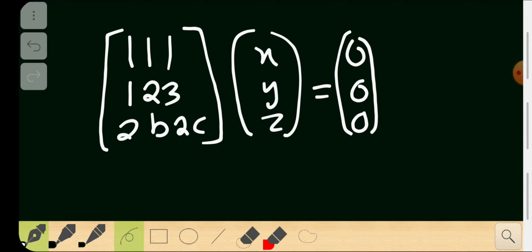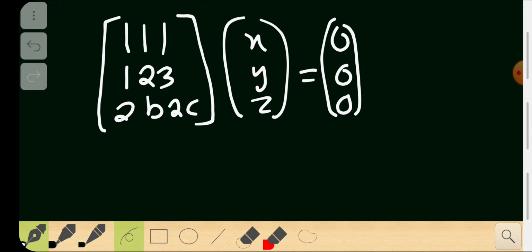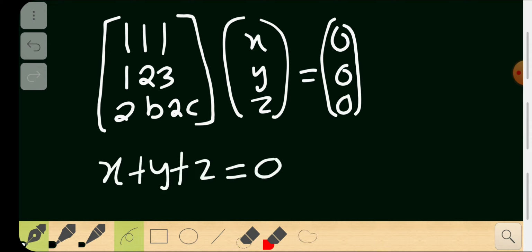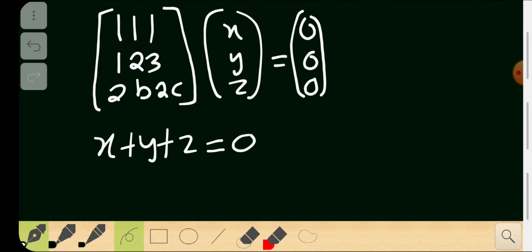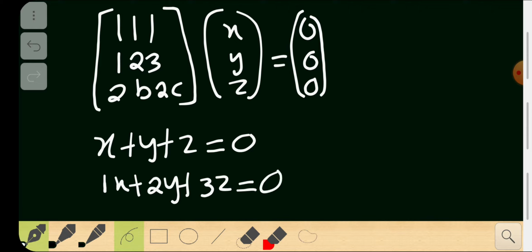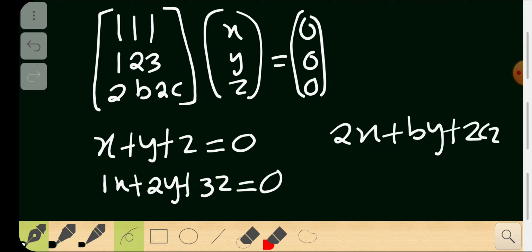So you can write down those equations by multiplying the matrices. You get x plus y plus z is equal to 0. That's the first one. The trivial solution in the question was x, y, and z being equal to 0. That's a very easy solution, but they have not asked for that. The second equation will be x plus 2y plus 3z is equal to 0, just matrix multiplication. And the third equation will be 2x plus by plus 2cz is equal to 0.